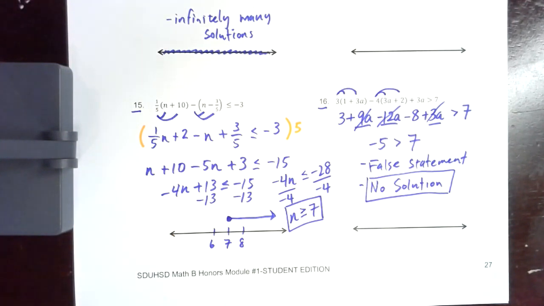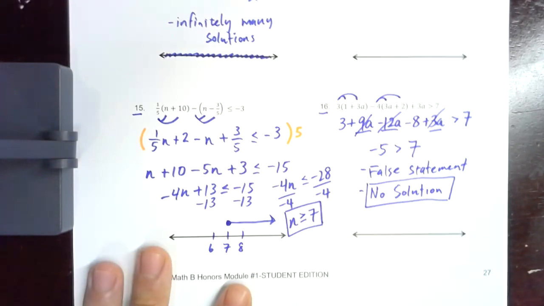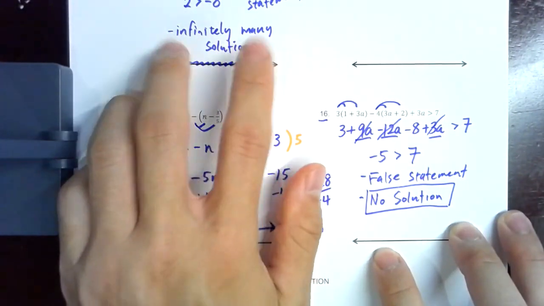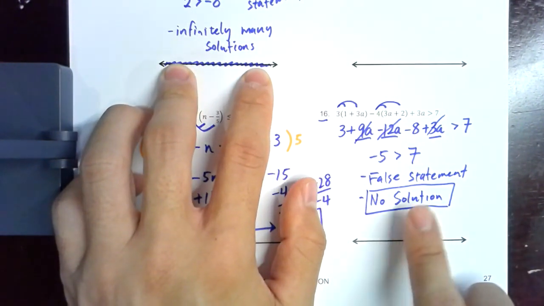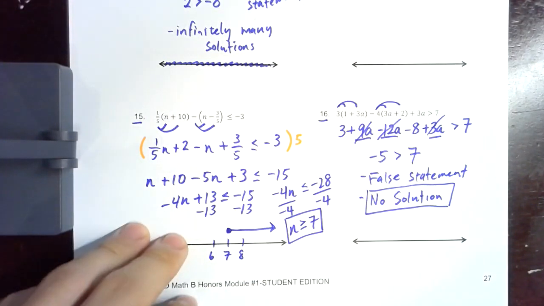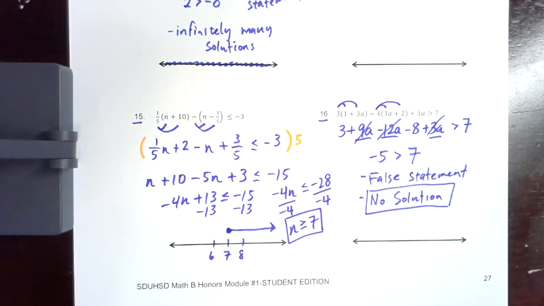Okay, so this page showed us many examples, many good examples. I thought 13, 16 were great examples of when something is infinitely many and when something is no solution. And then 15 was just an age-old fundamental question on how to solve inequalities and remembering to flip the inequality when you divide by a negative.